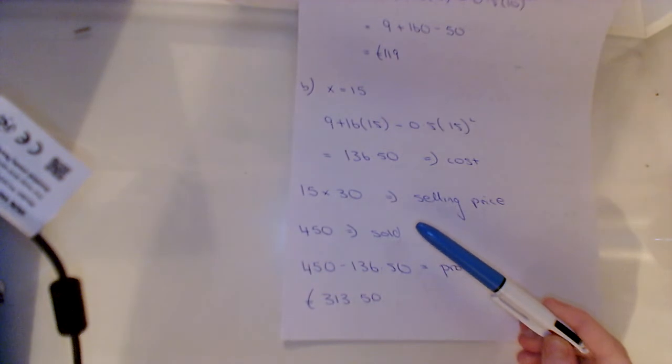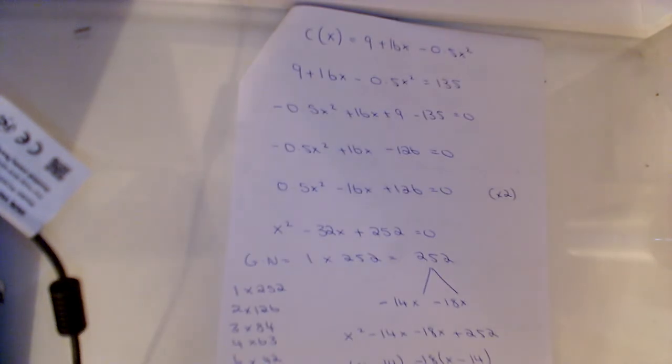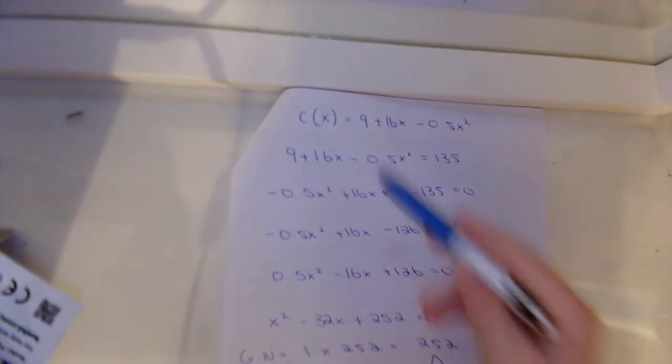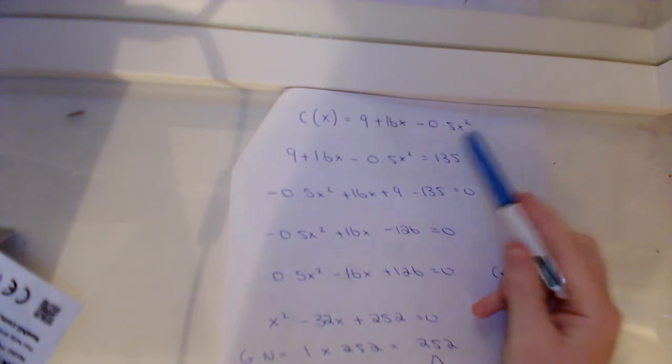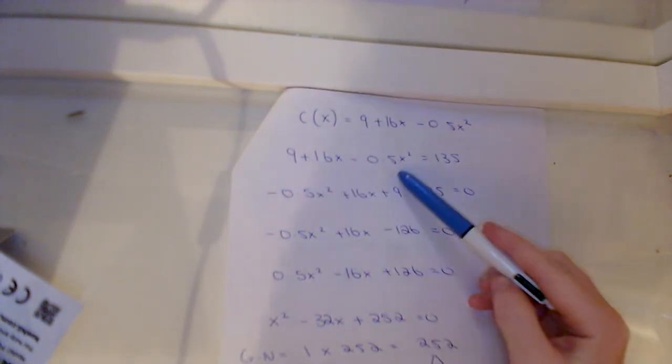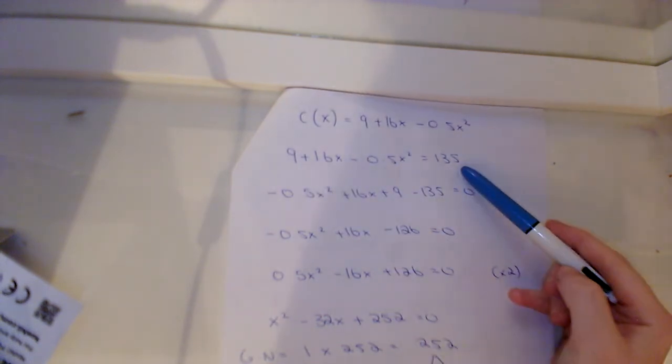Okay, so part C asks me how many chairs can be produced for €135 in one day. Okay, so chairs was x, so this time I'm looking for the value of x. I'm told that they're produced for €135 in one day, and I know C(x) actually represents the cost. So my general formula at the start was 9 plus 16x minus 0.5x squared. So I have 9 plus 16x minus 0.5x squared is equal to 135.